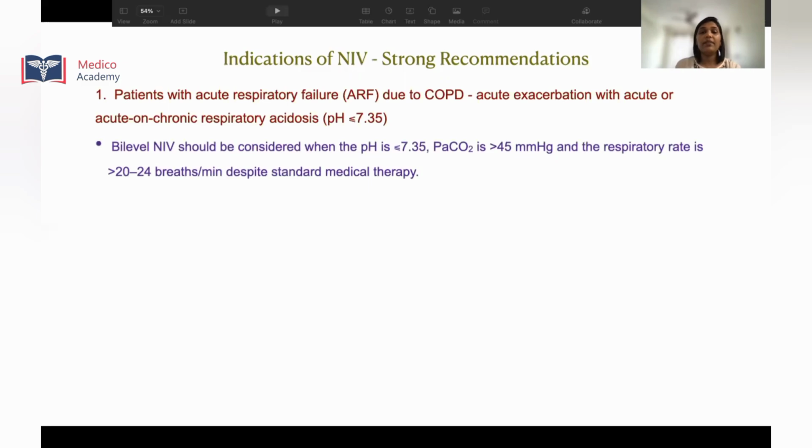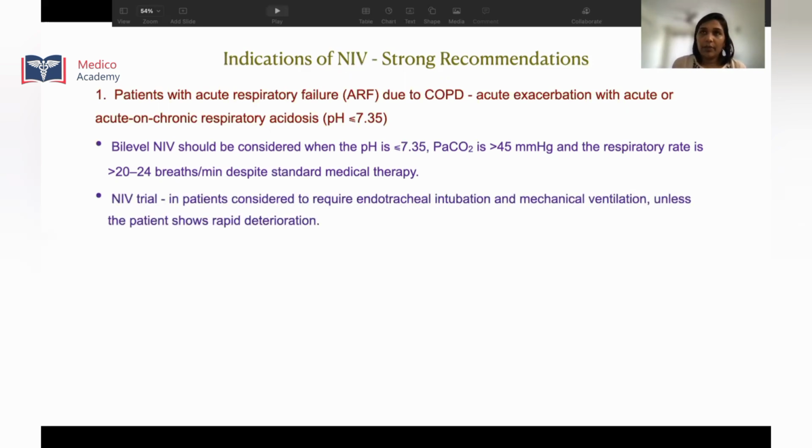So here bilevel NIV is to be considered if the pH is less than 7.35, PCO2 is more than 45, and if they have a high RR of more than 20 to 24 breaths per minute, despite standard medical therapy with intravenous steroids and bronchodilator inhalations.